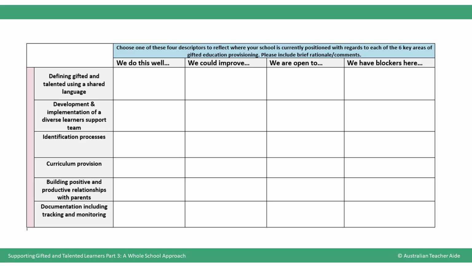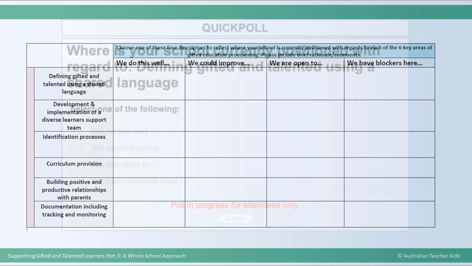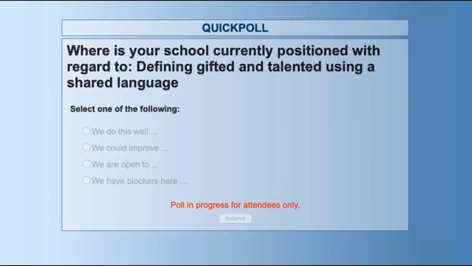So what I would like you to think about, for example, with the first one, defining giftedness and talent, at your school, we do this well, or we could improve, or we are open to, or we have blockers here. So we want you to share your current thinking around defining gifted and talented, and select through the poll process where you are, where you feel comfortably positioned.